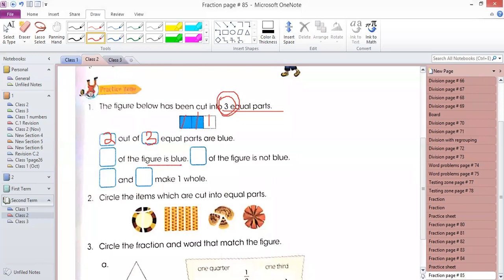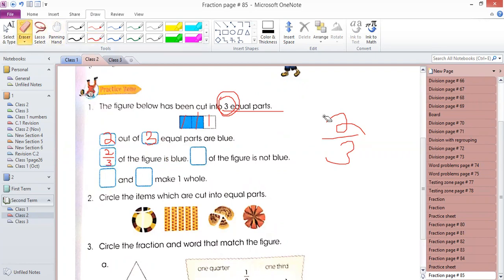How much of the figure is blue? That means you have to write the fraction for blue. So there are 3 parts in total, and out of 3, 2 are blue. So the fraction will be 2 over 3, or 2/3. 2/3 of the figure is blue.